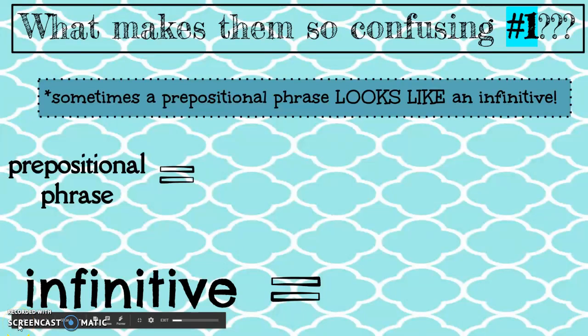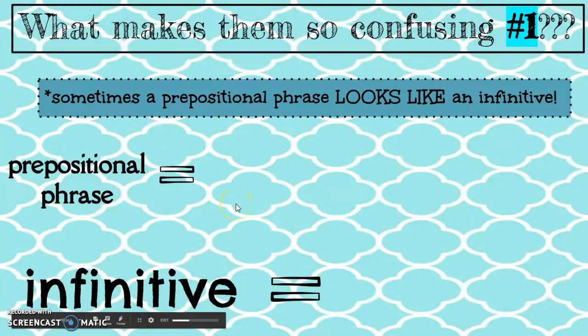This is going to be the first installment of what makes prepositional phrases so confusing. So for the first set that we're going to look at, it's comparing them to infinitives. And prepositional phrases can look an awful lot like infinitives because they can have the same beginning word.